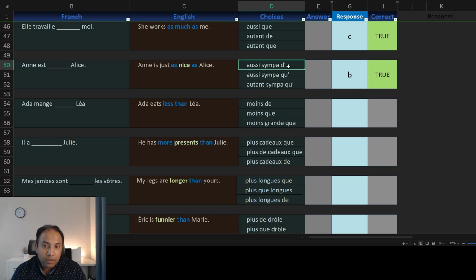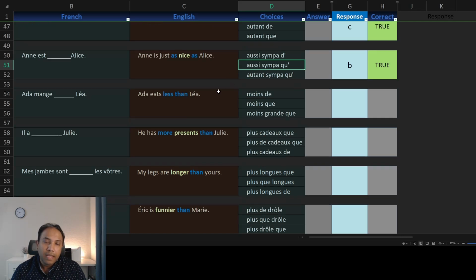We didn't go with aussi sympa de. De doesn't make sense, so that's the wrong answer. So we went with aussi sympa que. All right. Even if you weed out the wrong answers, you will end up with the correct answers, and that's a double confirmation you might want to have. I always pick my correct answer, and then I look at the wrong answers to make sure I have eliminated them correctly, just to back up my correct answers.